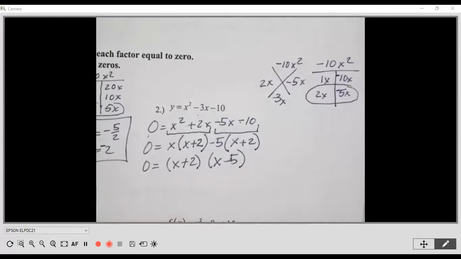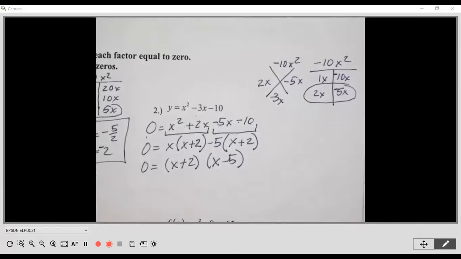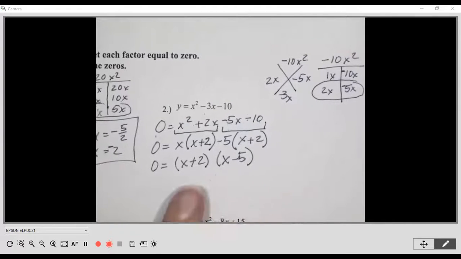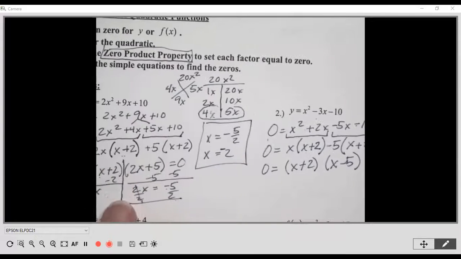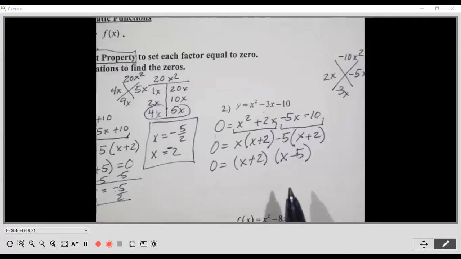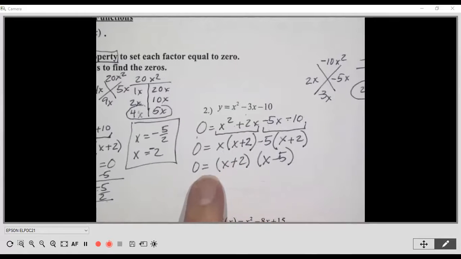And remember, you can check that by distributing. You can also check that with a graphing calculator or Desmos. Then the zero product property tells us, and I have a little more room, and these are both one step. So I'm going to just solve this a little differently than I did right here. So I know that 0 is equal to the quantity x plus 2 times the quantity x minus 5.